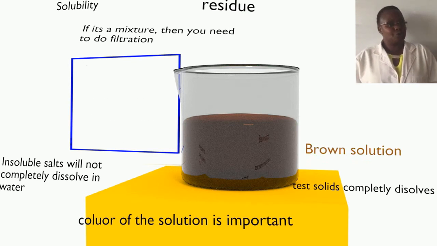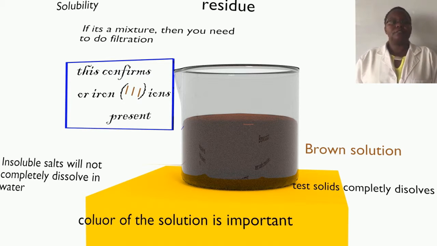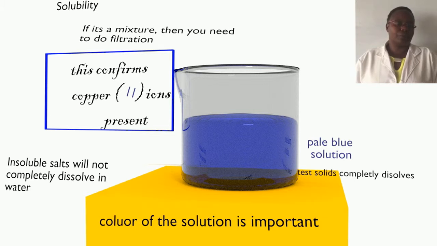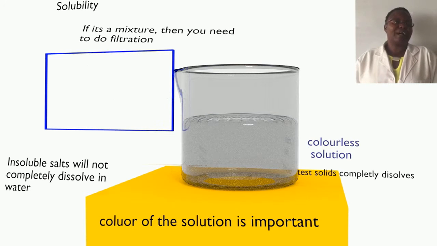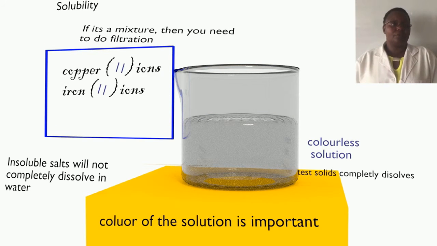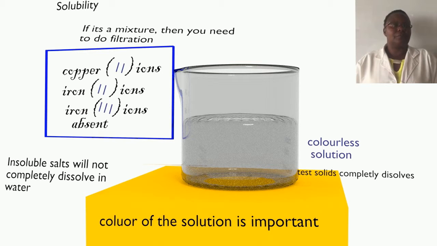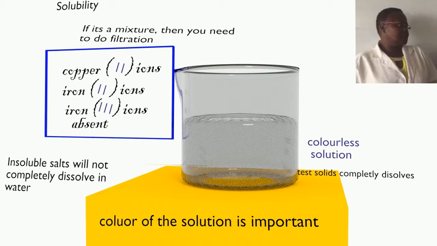If you have a brown solution, then it means you have iron 3 ions. If you have a pale blue solution, you have copper 2 ions. If you have a colorless solution, then you have an absence of iron 2, iron 3, and copper ions.